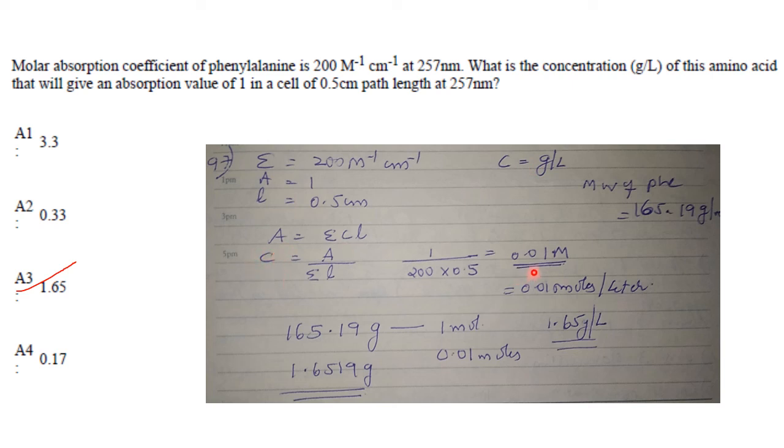C comes out in molar, that is 0.01 moles per liter. Now we know the molecular weight of phenylalanine, that is 165.19 grams per mole. So 165.19 gram is having 1 mole. So 0.01 mole will have 1.6519 grams. So the answer here is 1.65 grams per liter. So answer is option 3.